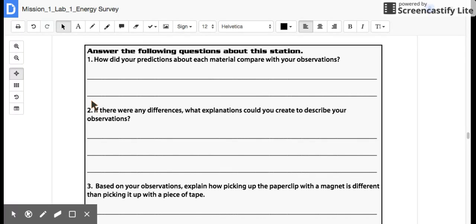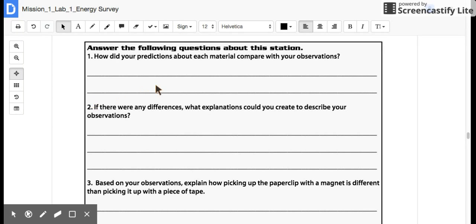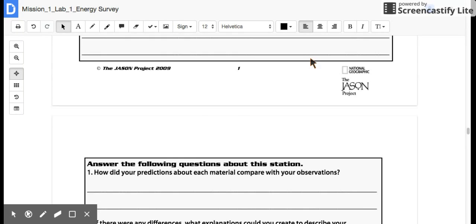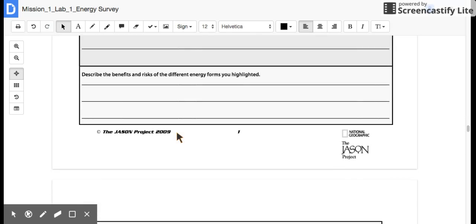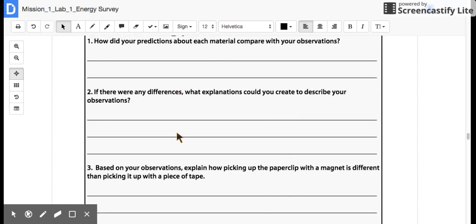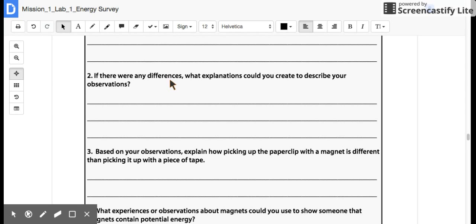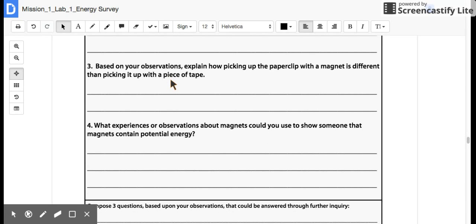Moving on, how did your predictions about each material compare with your observations? So go back up here and explain how your prediction and your observation matched up or didn't match up. A lot of times people think if it's metal, it's magnetic, but that's not the case, right? The penny and the quarter are both metal, but they were not magnetic. So you might want to talk about that. And that might be a difference that came up in this one.